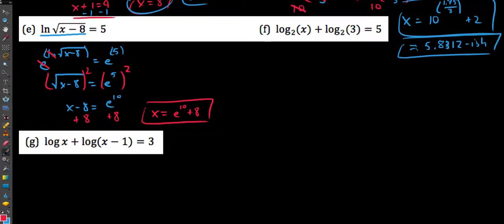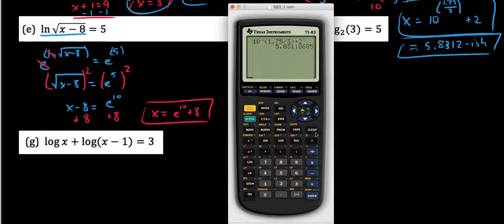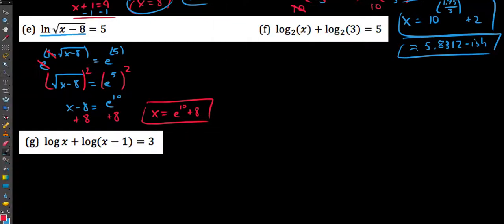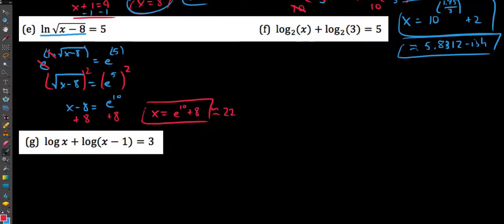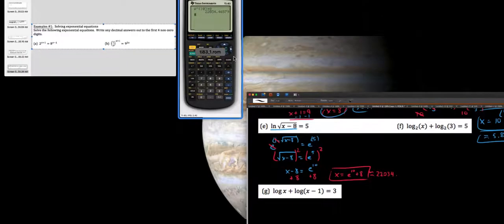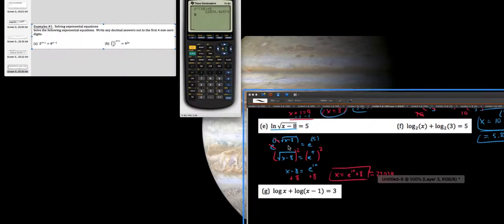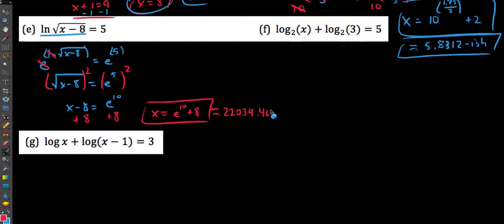I'm going to box that, and then I'm going to make sure at least that I check this out here. If I did second ln, or e to the power of 10, and we add 8 to that, we get a value of 22034.4658. So this is approximately our solution here, and it'd be easier for us to plug that back in and check.